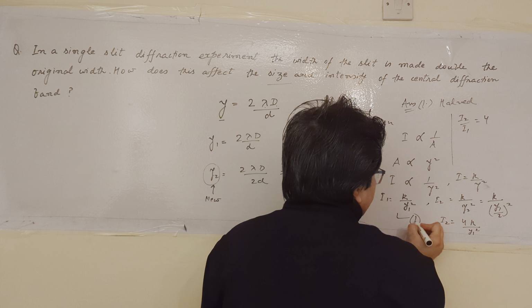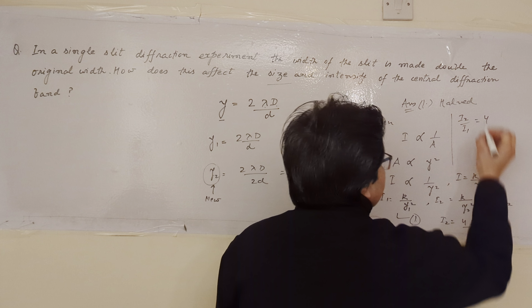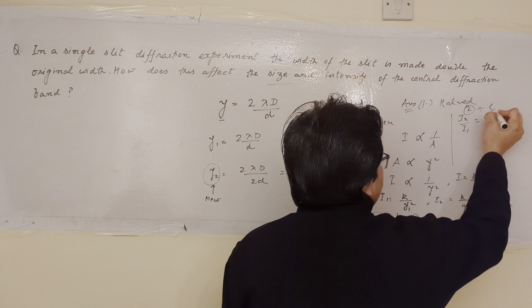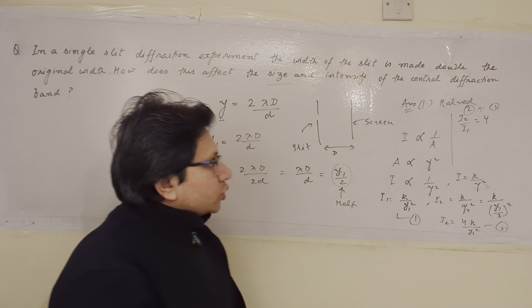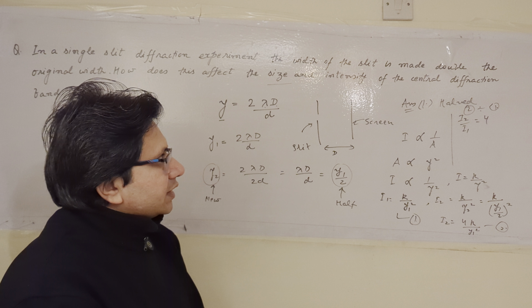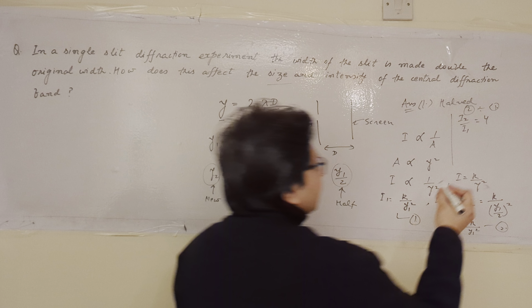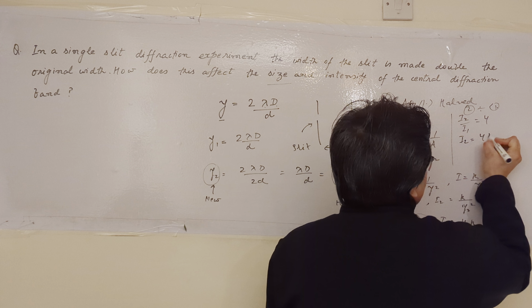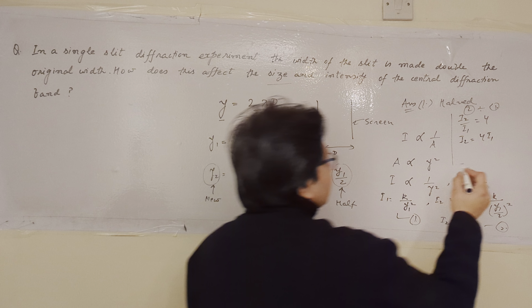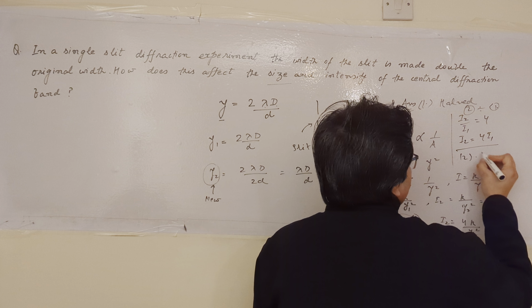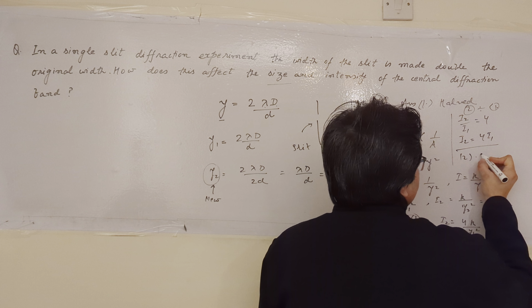Let us call this equation 1 and this equation 2. By equation 2 divided by equation 1, we get I2 upon I1 is equal to 4. So this is the ratio of the intensity, or we can say that the final intensity I2 is 4 times I1. So for answer 2, the intensity becomes 4 times. This is the answer of the second part of the problem.